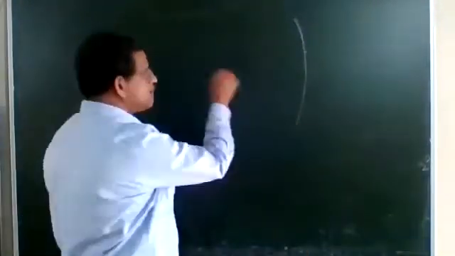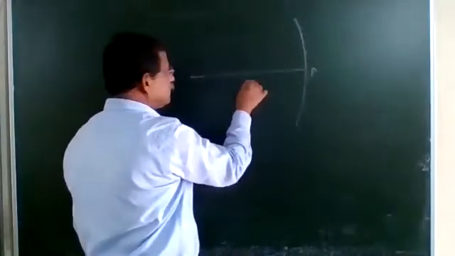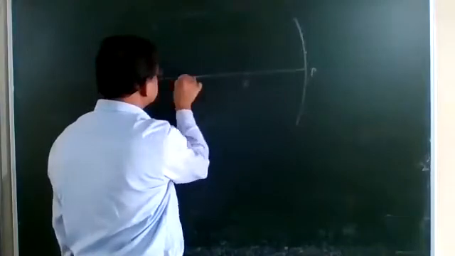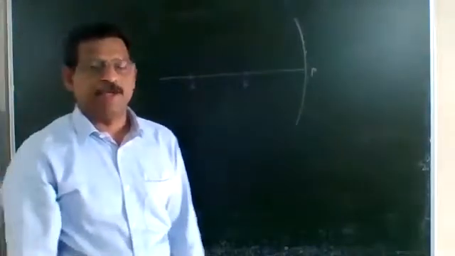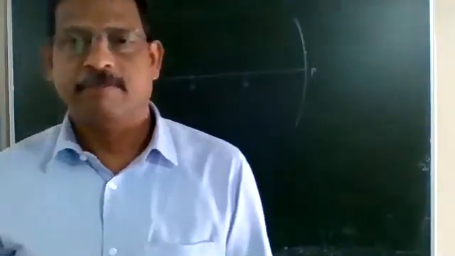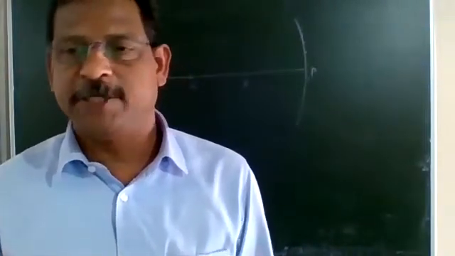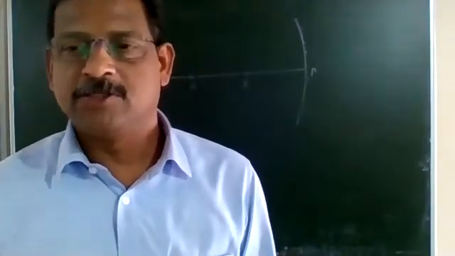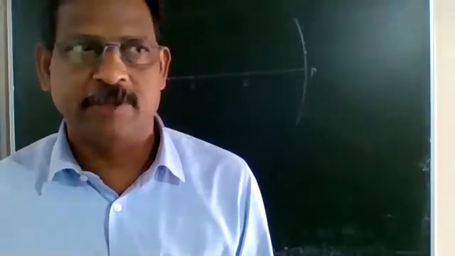Concave mirror, hold, focus, and see. Object you can place beyond 2C. When the object is beyond 2C, in the case of a concave mirror, Johit, tell me what is the nature of the image and location of the image formed.